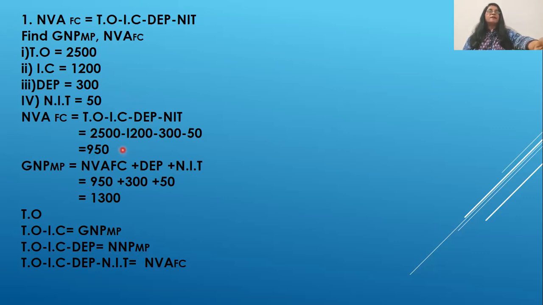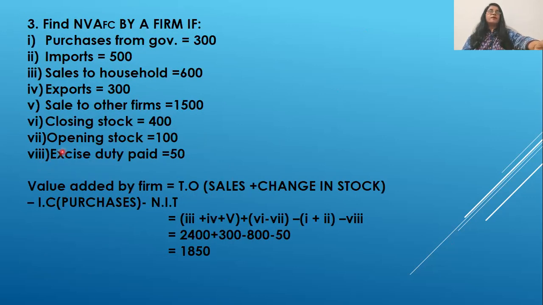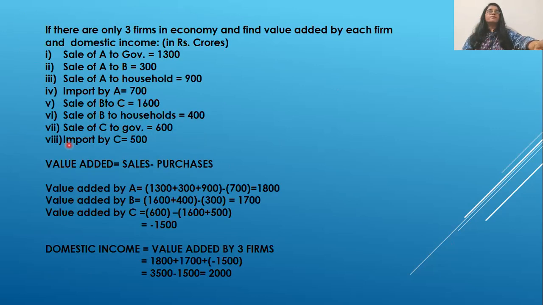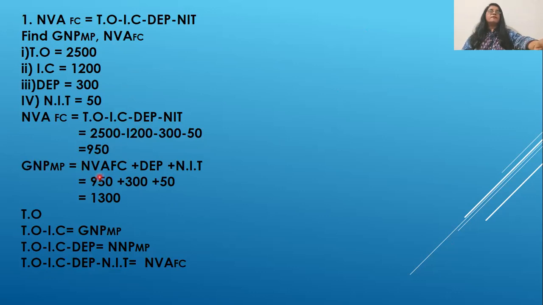And if we have to calculate GVAMP, now we are going the opposite side, means from bottom to top. So going from bottom to top, we have taken NVAFC and then we have added depreciation. When we add, it becomes GVAFC because net plus depreciation is equal to gross. And then we add net indirect tax and it becomes GVAMP.